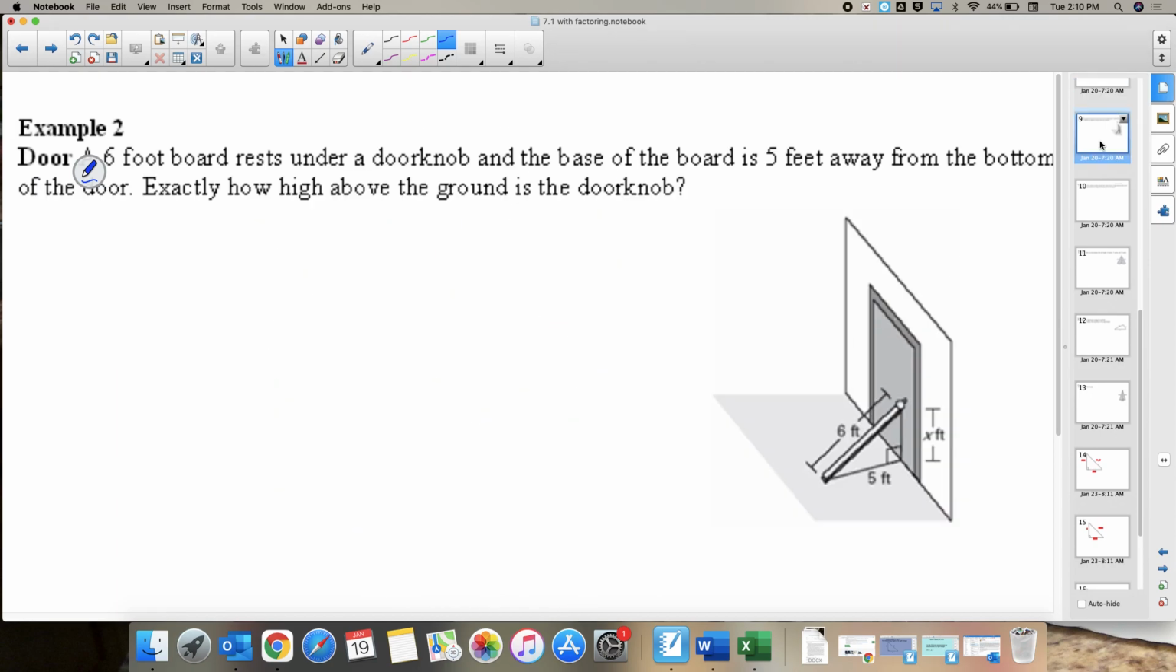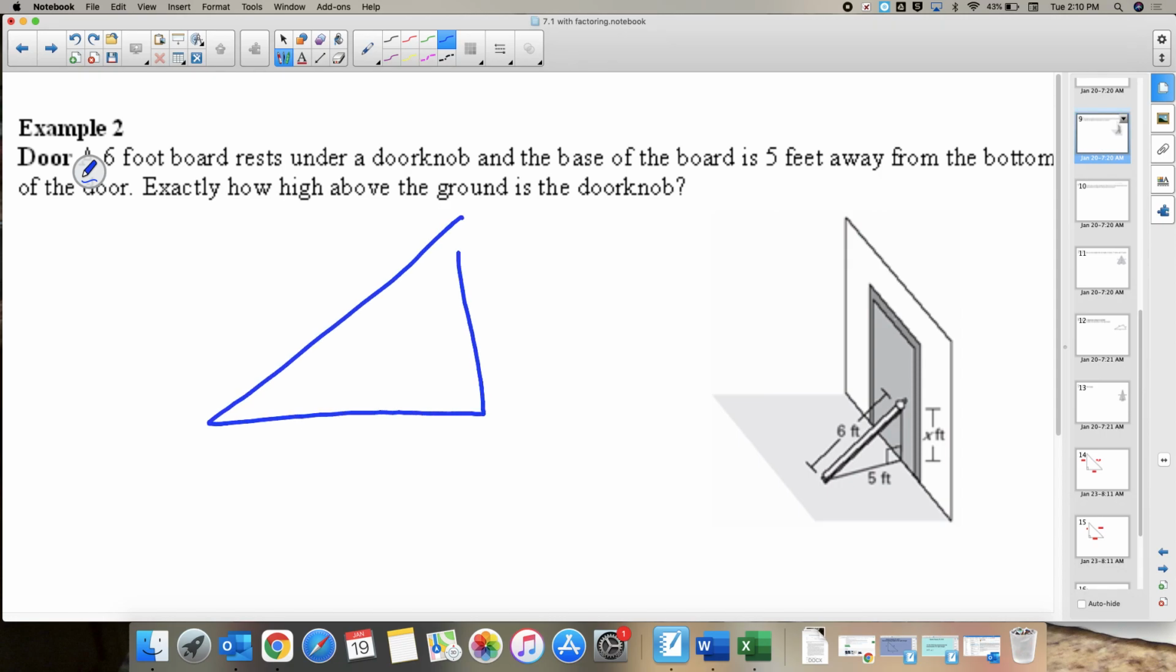Right, take a look at example 2 here. It's not always going to be the variable that goes in for our hypotenuse. It's not always the variable that goes in for C. It says a 6-foot door rests under a doorknob, and the base of the board is 5 feet away from the bottom of the door. It says exactly how high above the ground is the doorknob?